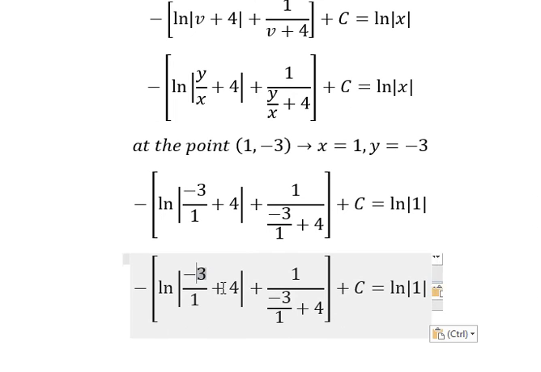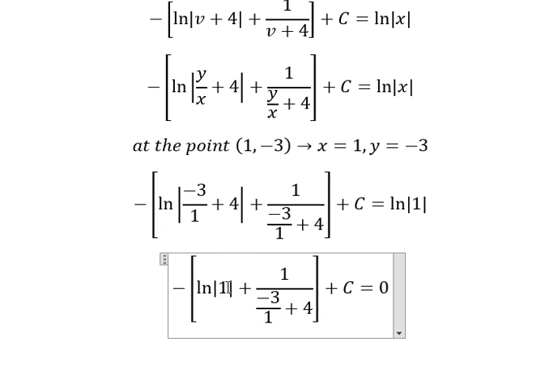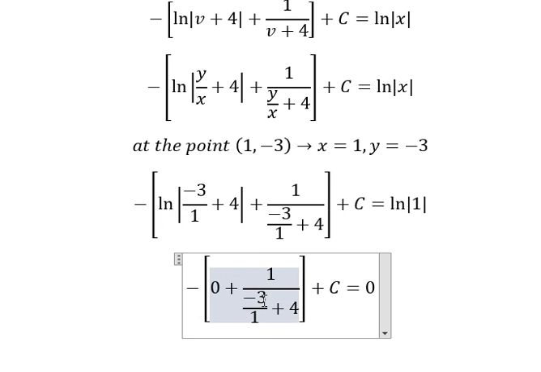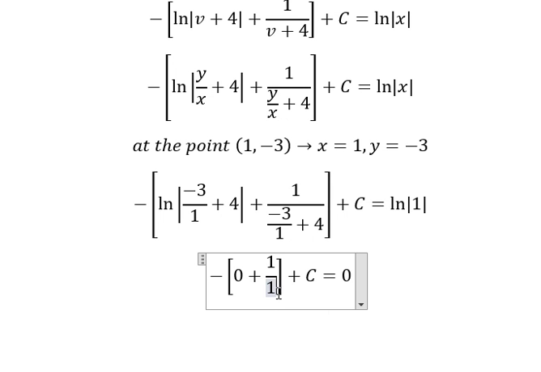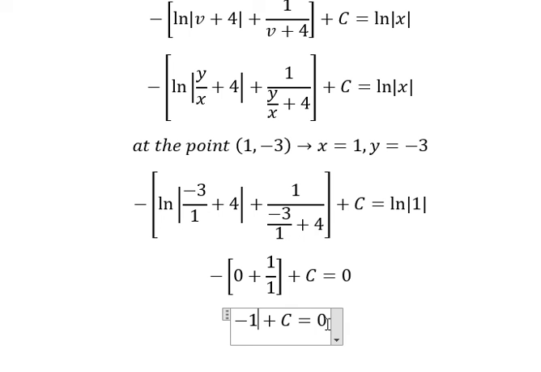So this one, we have ln number 1. ln number 1 equals to number 0. This one 0. This one, we have number 1. So if we simplify everything, we have negative number 1 in here. So c equals to positive number 1. After we put negative number 1, go to the right.